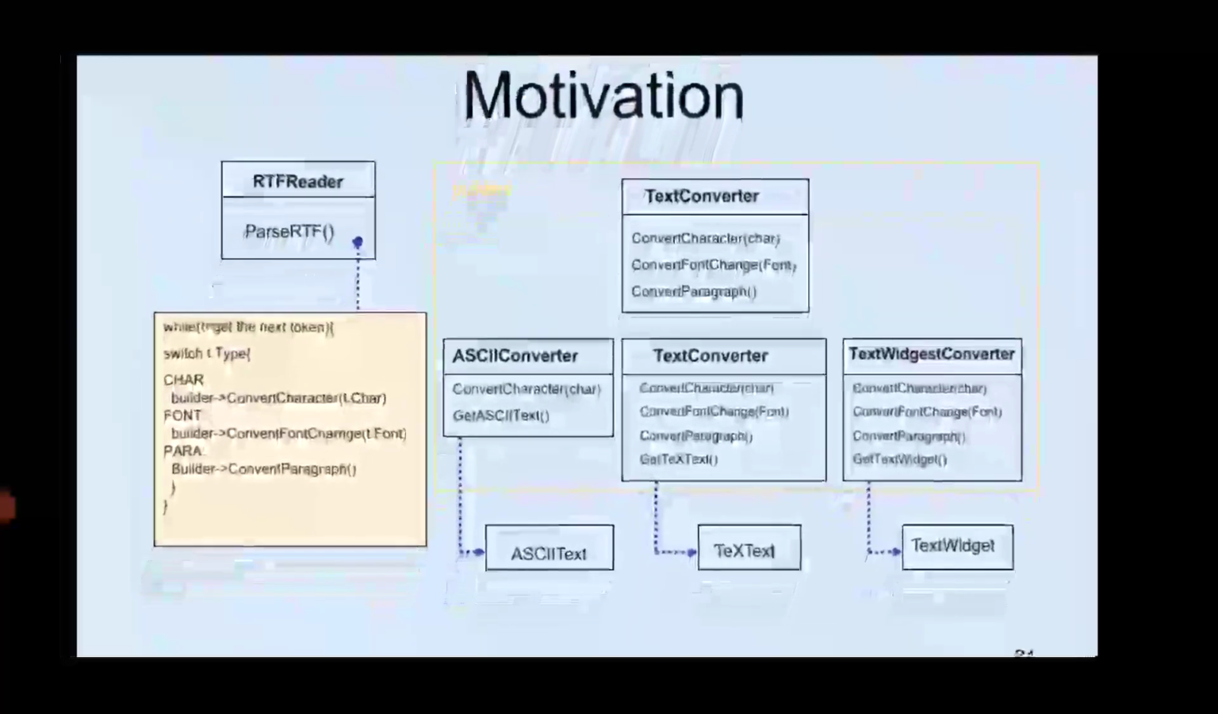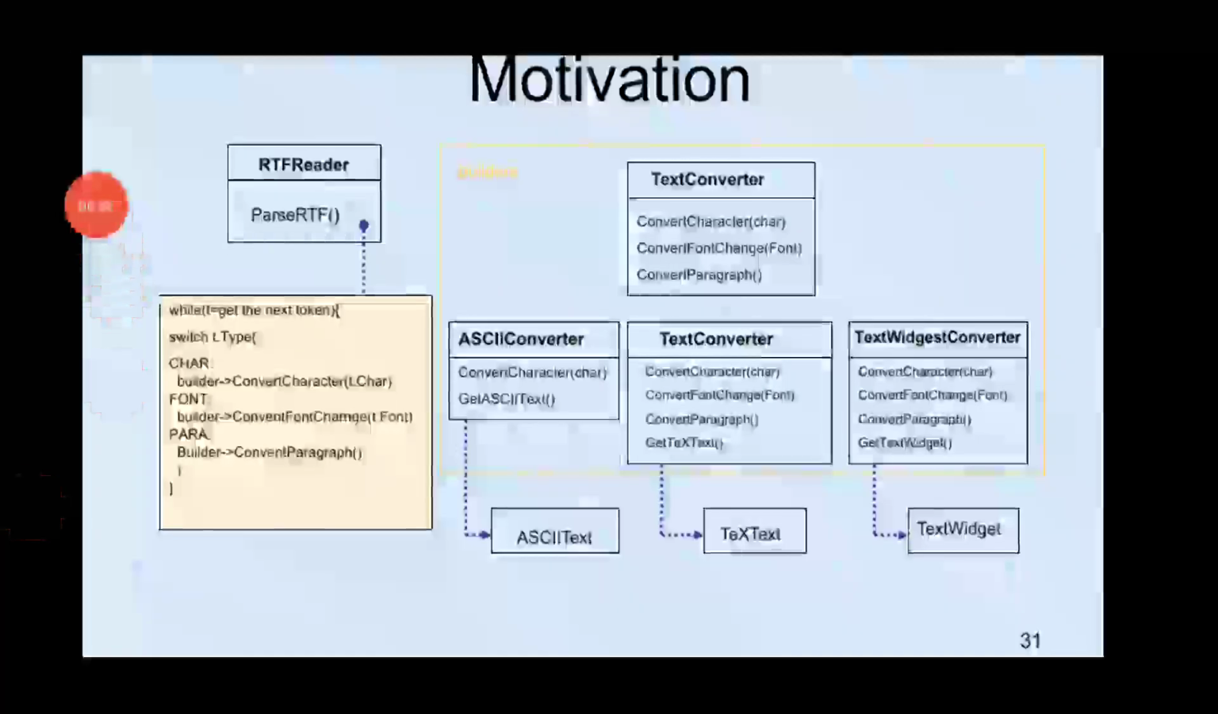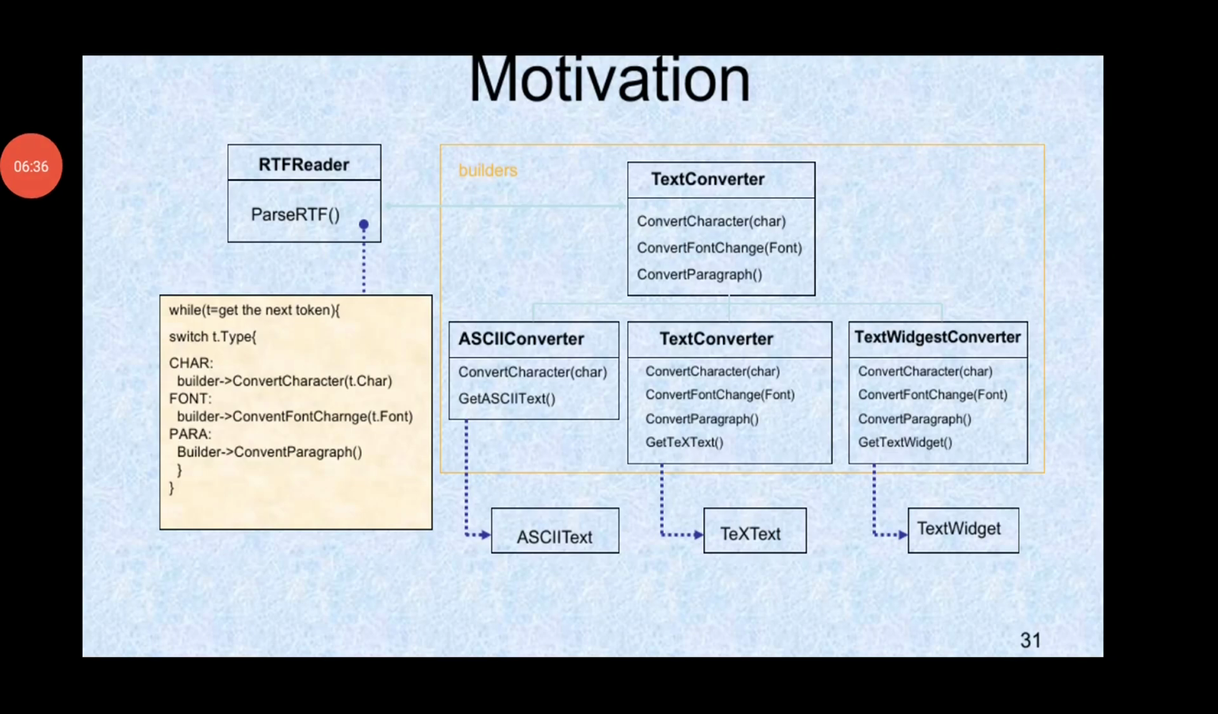In this motivation we study, for example, an ASCII converter, how we convert characters to ASCII text. We ignore requests to convert anything except plain text. A text converter, on the other hand, implements operations for all requests in order to produce a text representation that captures all the style information in the text format.